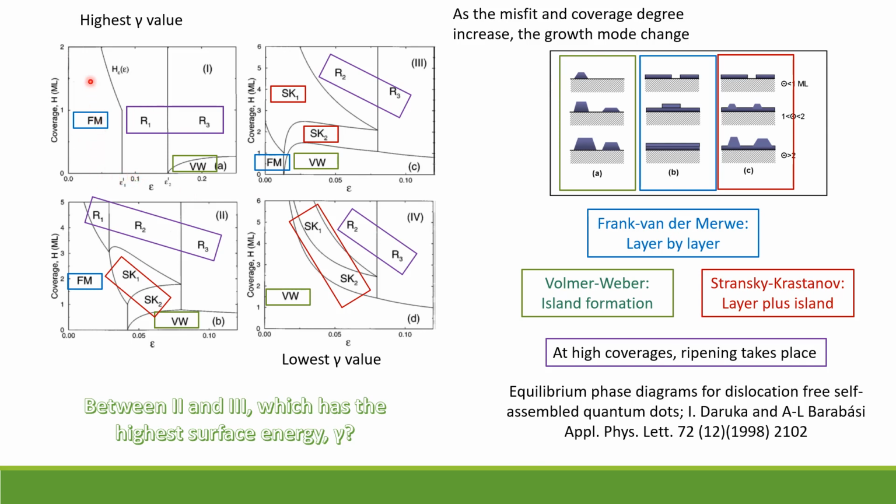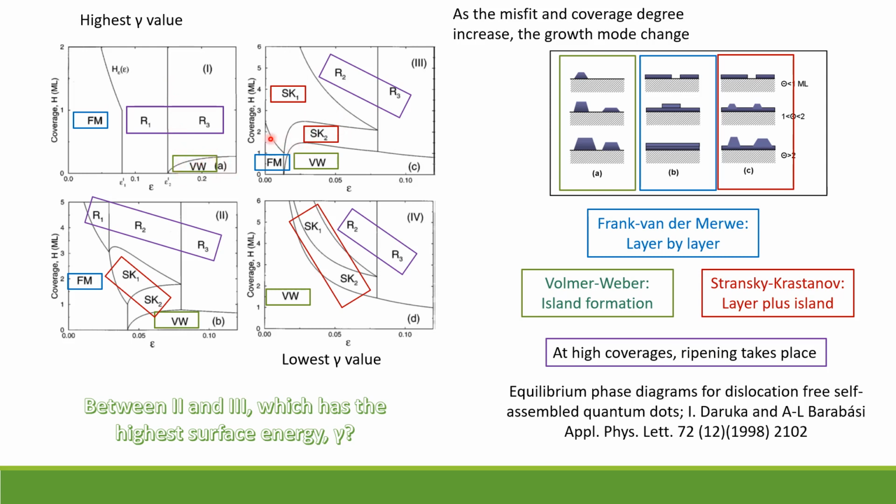What I see is that first, for instance, in this case, where I have the highest value for the surface energy, the FM process occurs, so Frank van der Merwe, layer by layer. It's normal because the surface energy is too high. And as the misfit in the system increases, we change to another system. Here we have ripening, which is the coalescence of the different layers that are growing. And here I have the Vollmer-Weber.